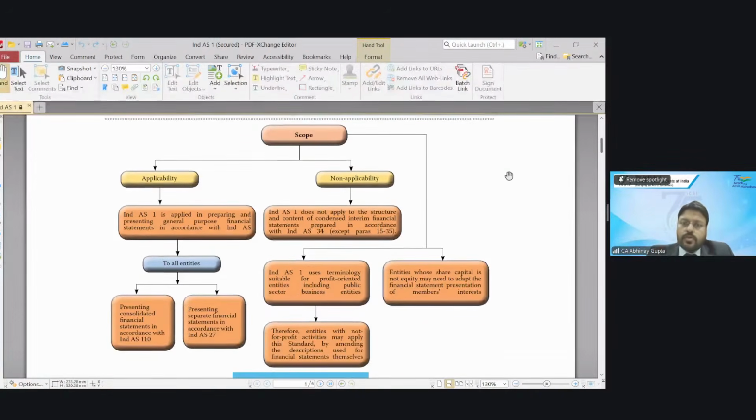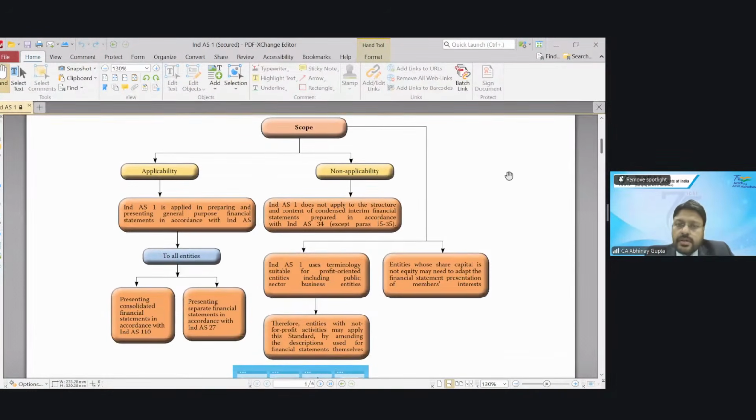Now, what is the scope? Are all entities required to apply Ind AS 1, or is it based on some selection, or are there any exceptions or exemptions to this? No. Any company following Ind AS, or preparing the financials under the Ind AS, mandatorily has to follow Ind AS 1, right? So there is no exception or exemption for Ind AS 1, right?